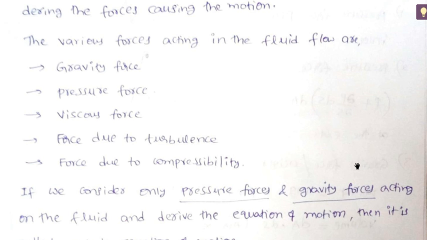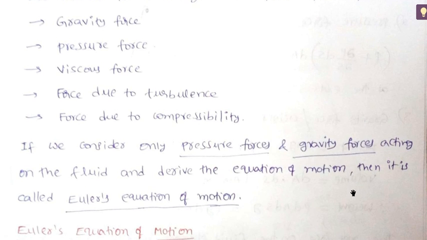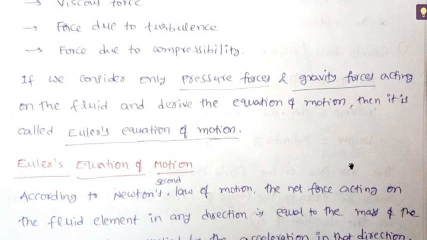So we cannot consider all forces at a time and derive the equation of motion. We can consider either 2 or 3 forces and we can neglect the effects of other forces and derive the equation of motion. So first of all, from Newton's second law of motion, we know what the equation of motion is. The force acting on a fluid is equal to mass into acceleration, or in other words, the force acting in a particular direction equals mass into acceleration in that direction.